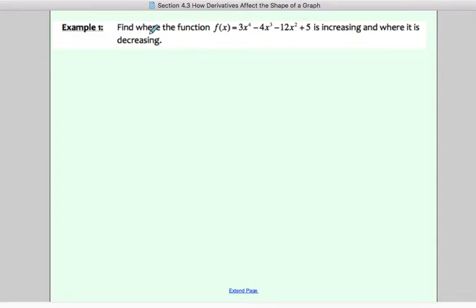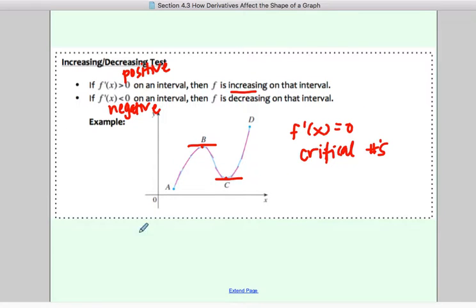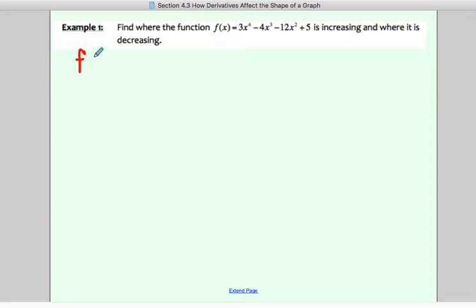So here's an example. Find where the function is increasing and where it is decreasing. So the first thing we're going to have to do is go ahead and take our derivative. Okay, that's going to find where we are switching from increasing to decreasing using our critical points. So our first derivative, we'd have 12x to the third minus 12x squared minus 24x. Go ahead and set that equal to 0.